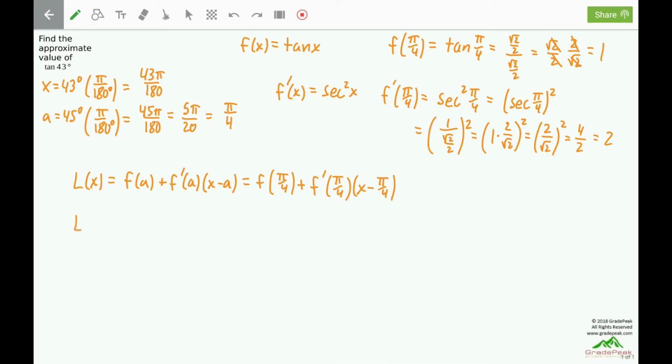so that L of x will equal f of pi over 4, which is a 1, plus f prime of pi over 4, which is a 2, times x minus pi over 4. F of 43 degrees can be approximated by L of 43 degrees. However, we have to work in radians for the linearization, so this will be equivalent to L of the conversion of 43 degrees, which was 43 pi over 180. It wasn't able to reduce any further.